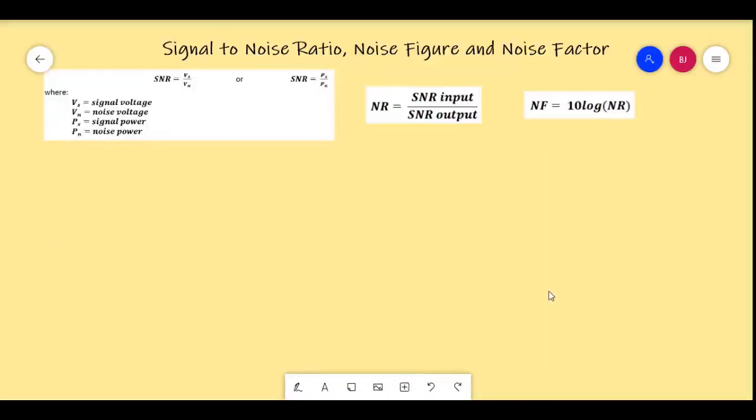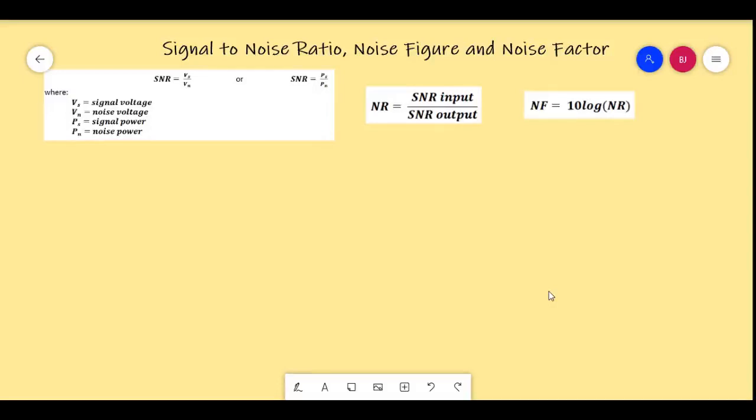This would now be the last part of our discussion for today, and this would involve computing the signal to noise ratio, noise figure, and noise factor. As mentioned a while ago, the signal to noise ratio is the comparison between the signal power and the noise power. And it's as simple as dividing the signal voltage over the noise voltage, or the signal power over the noise power. It can be represented as the absolute value or the absolute unit, or it could be converted into decibels as well.